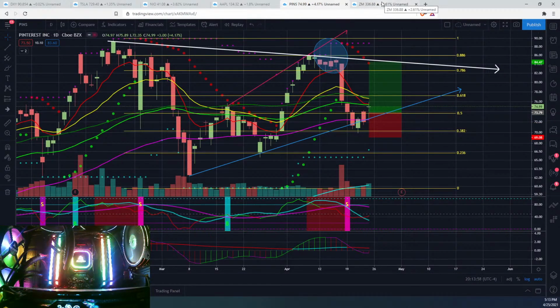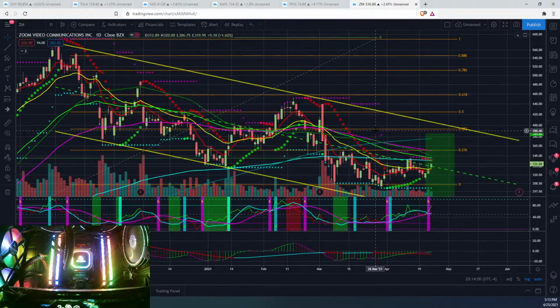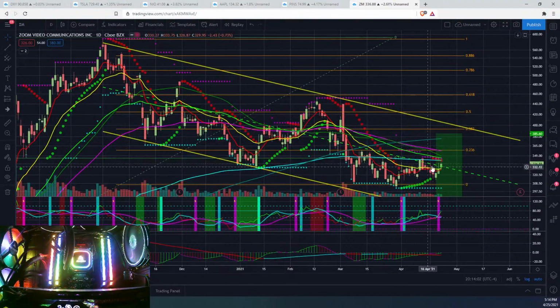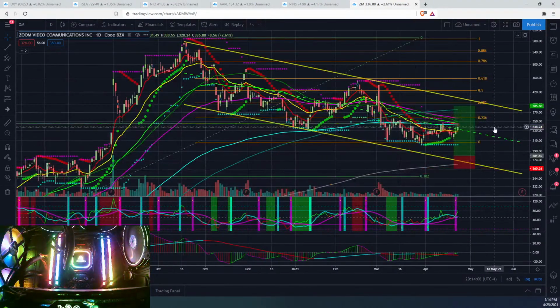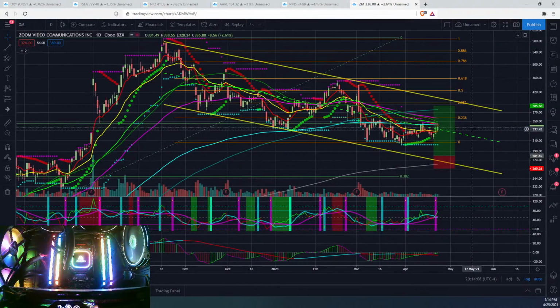Which Bitcoin is a perfect example. So when we get to that, we can talk about that as well. Zoom is still just kind of hanging out below the 200 exponential and simple. We'll have to see what happens this week. Really, this next week is probably going to tell us a lot about Zoom.